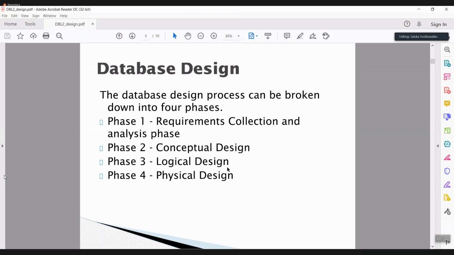What does this logical database design mean? Starting with the concept of the database, we transform it to a structure, a database structure, which is ready to transform to the electronic media. It can be readily transformed to the electronic media.